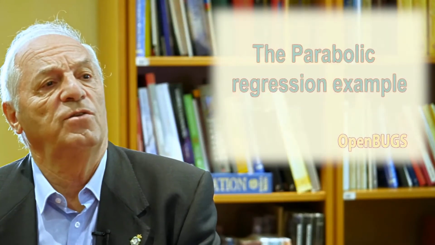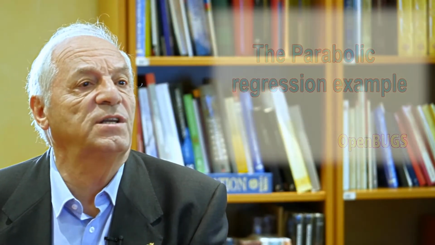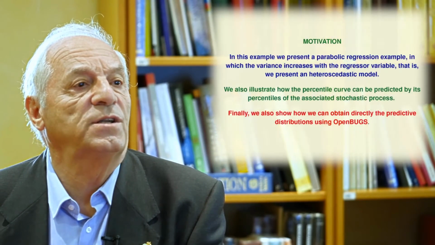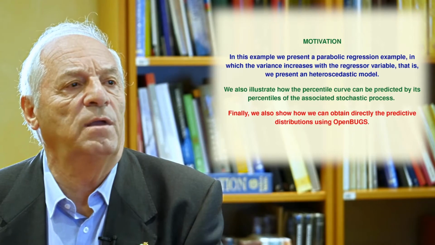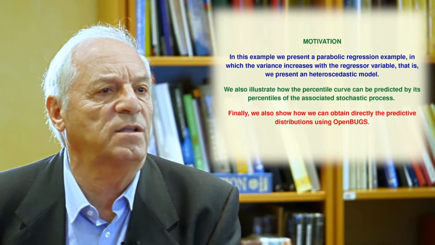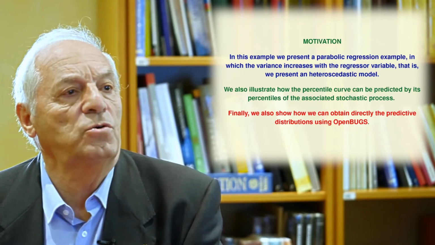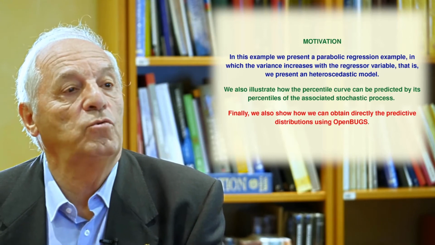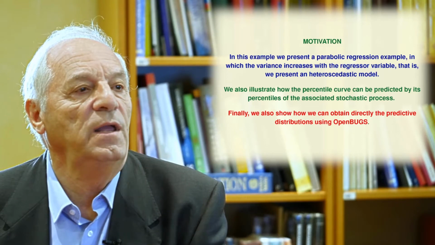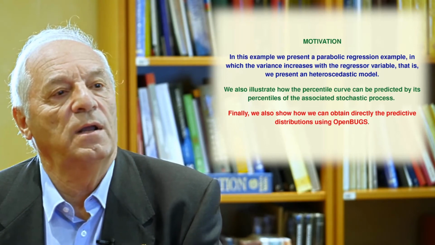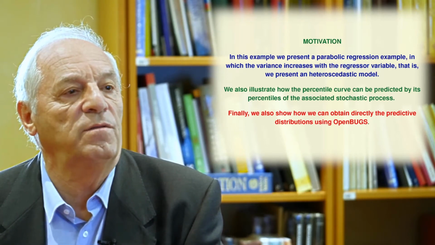The next lesson is dedicated to a parabolic regression example, a very interesting example in which the variance increases with the regression variable, that is, a heteroscedastic model. We will also explain how to obtain percentiles of the percentile curves. And finally, we show how to obtain directly the predicted distribution using OpenBugs.